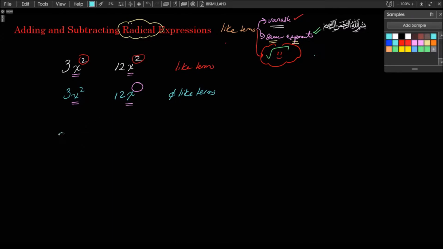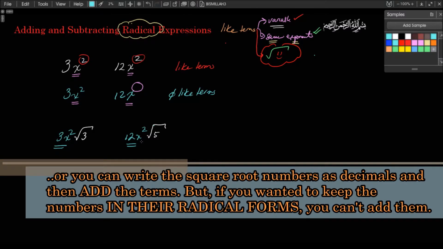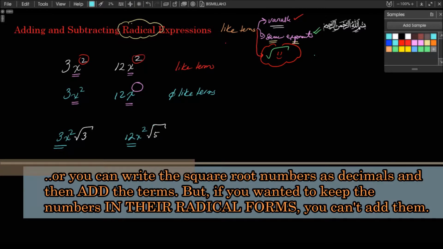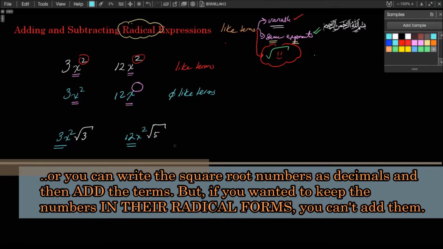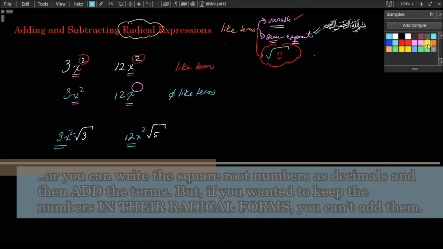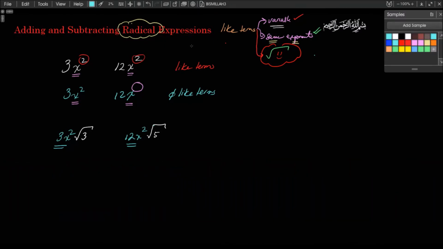As an example, 3x squared and 12x squared are like terms. But as soon as you add, for example, square root of 3 over here and square root of 5 over here, these are no longer like terms, so to speak. To be fair, that's not technically true, because these two have the same variable and the same exponent. You can combine them by factoring out the x squared and whatever numbers you can, but you can't combine them into one big number. So it helps to think of like terms in this way.